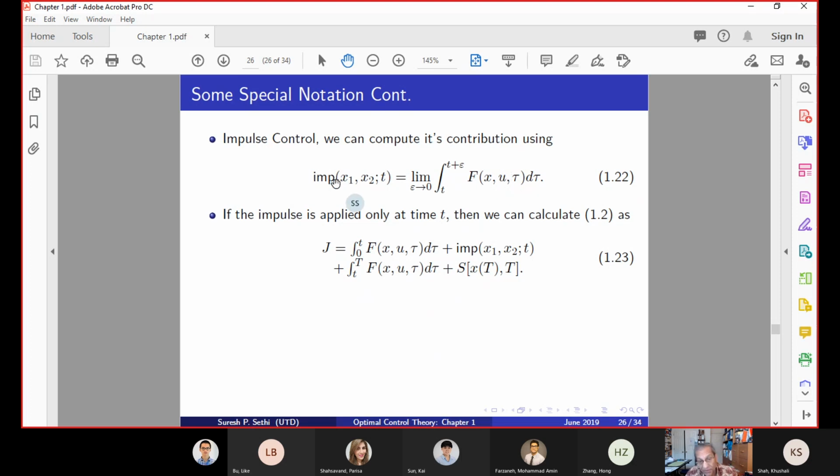That finite value is called impulse. So the impulse is given by this. It's the cost of that control, and I need to have the cost in because I need the optimization. So if I apply the impulse at time t, then my objective function will be the integral from 0 to t, then the cost of impulse, then the integral from t to capital T, and the final salvage value. So you can see that one is really a function between these two given by that.